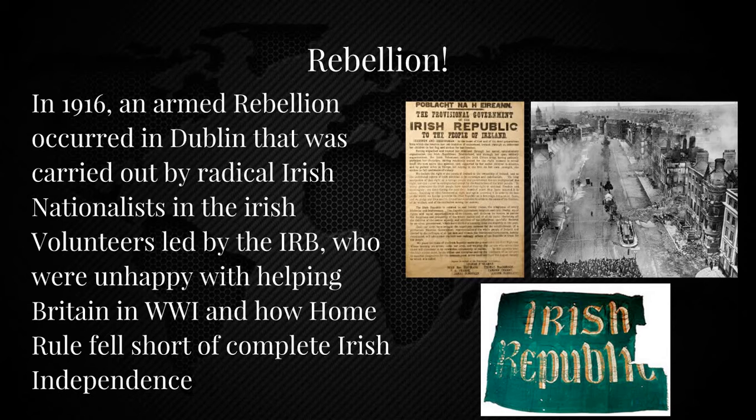The rebels who carried out the rebellion were unhappy with Ireland helping Britain in the war, seeing it as an English war, not an Irish war, and also felt that home rule fell too short of complete Irish independence. They also proclaimed an Irish Republic during the rebellion.